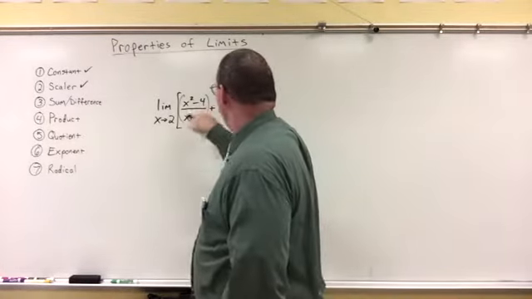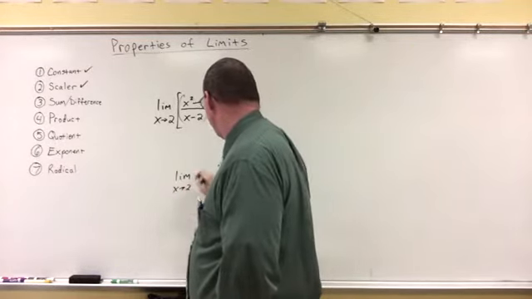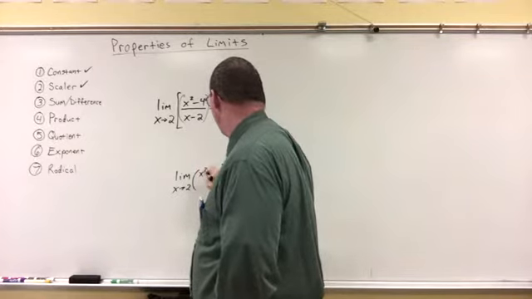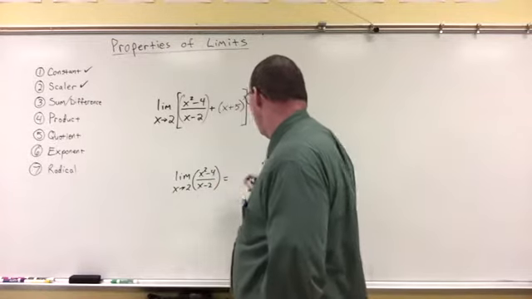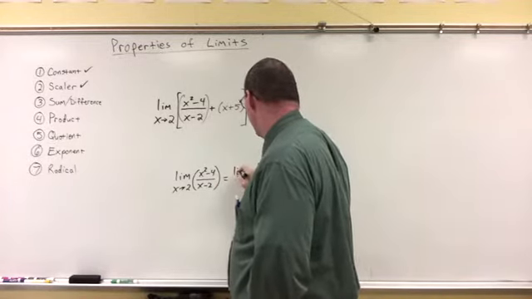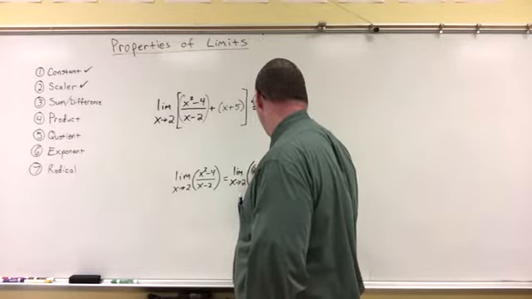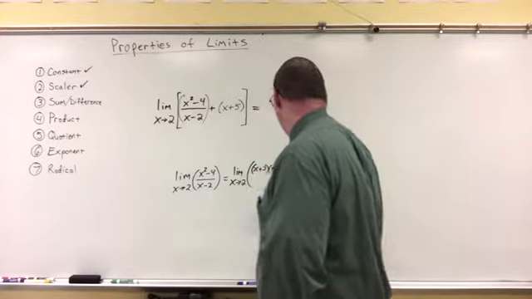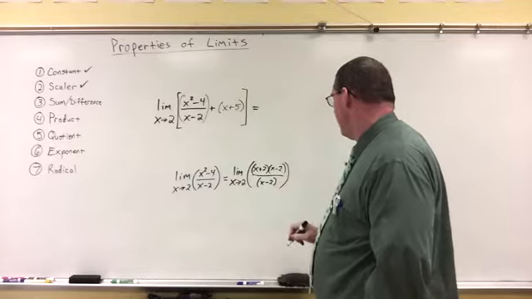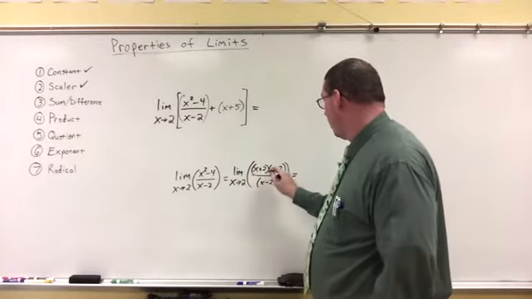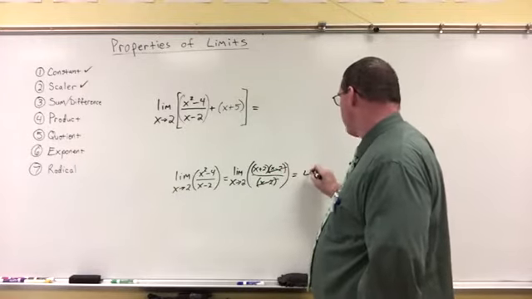So I'm going to do this limit on the side. The limit as x approaches 2 of x squared minus 4 over x minus 2, right? We can factor this: the limit as x approaches 2 of x plus 2 times x minus 2 all over x minus 2. We cancel the x minus 2s and now plug the 2 in, and 2 plus 2 is 4. So the answer to this is 4.